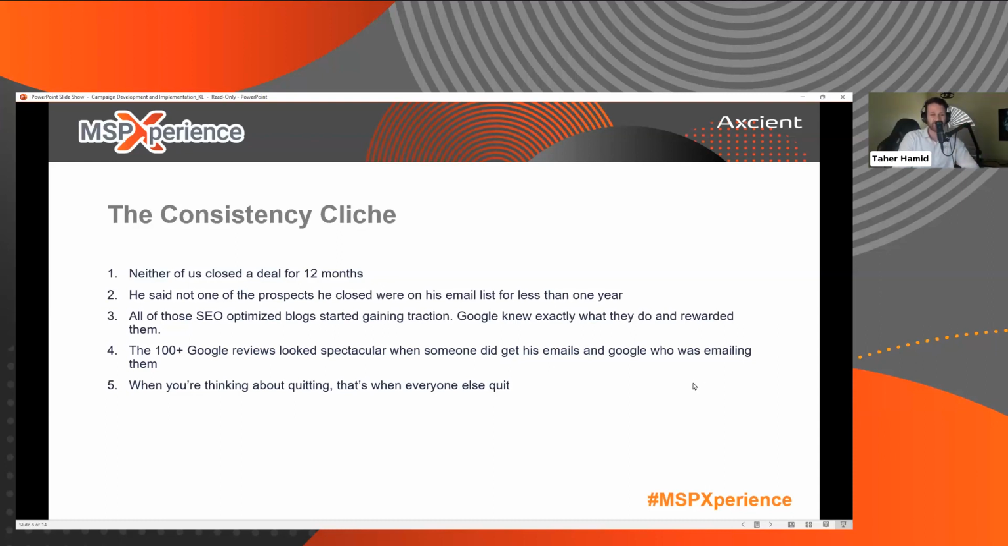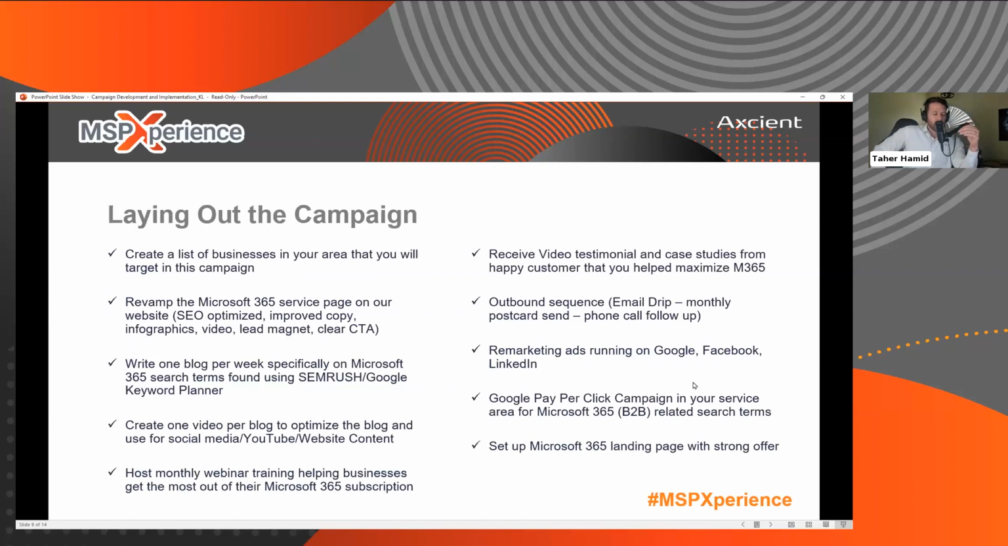All right, moving on. Okay, so we've identified pain points and opportunities. We know exactly who we're targeting. We've identified the different tactics that can go into our cake, right? So now we need to put the tactics that we think are going to make the most sense for the target market that we're going after. So in this situation, we've laid out a campaign. We're going to create a list of businesses in our area that we'll target in this campaign. We're going to get a list of 1,000 different contacts at businesses.